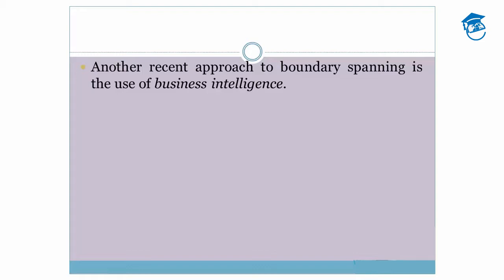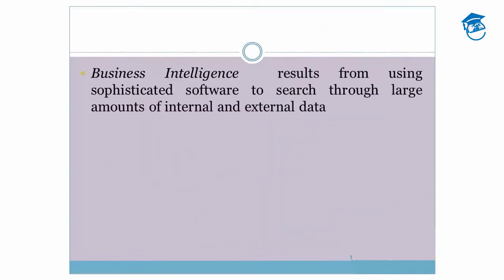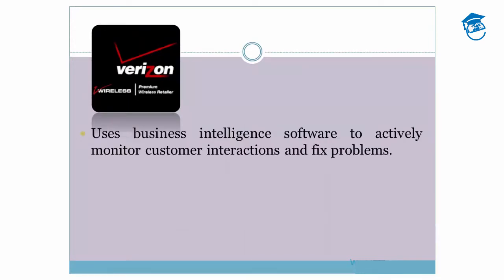Another recent approach to boundary spanning is the use of business intelligence. Now, business intelligence results from using sophisticated software to search through large amounts of internal and external data to spot patterns, trends, and relationships that might be significant. For example, Verizon Wireless uses business intelligence software to actively monitor customer interactions and to fix problems almost immediately.